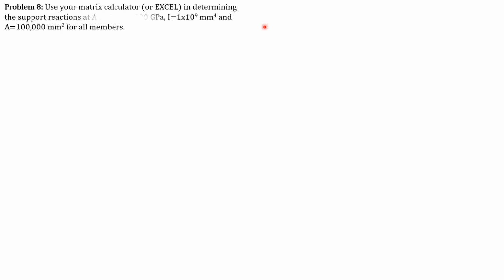Here is a sample problem video on frames, 2D frames, aided with Excel or by my matrix calculator, or for my students, their matrix calculator if they have finished their matrix calculator. So use your matrix calculator or Excel in determining the support reactions at A and D.